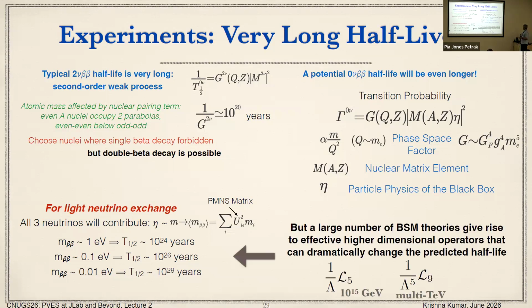But there are a very large number of BSM theories that give rise to higher dimensional operators. The famous 5-dimensional operator is the neutrino mass exchange mechanism. And lambda here has to be 10 to the 15 GeV, so, GUT scale.